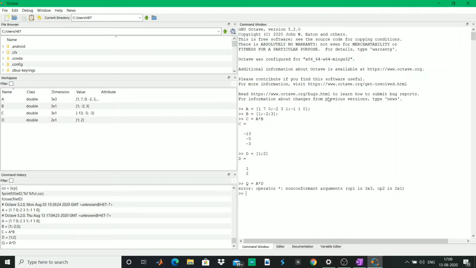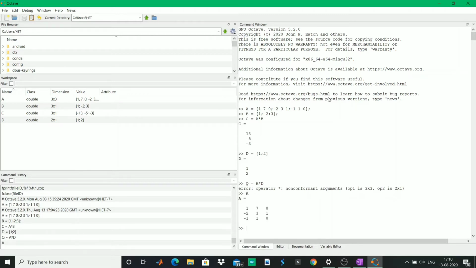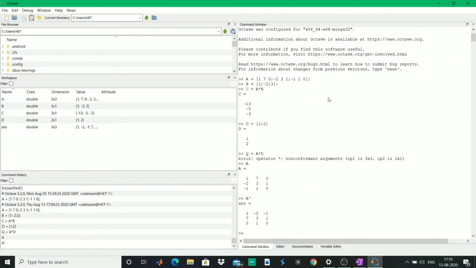There would be numerous cases where you would be applying matrix multiplication. An important thing to know here is the transpose of a matrix. If we have a matrix, for example matrix A of this form, and you want the transpose of it, you do A and then an apostrophe and hit enter. You see, this is the transpose of a matrix. So what is a transpose?